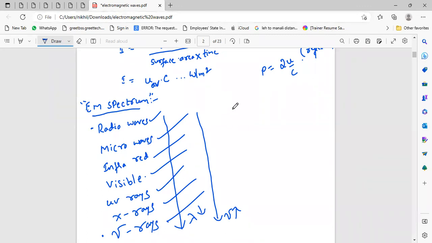Got it? So these are the concepts in the case of electromagnetic spectrum. If you have any doubt related to this, you can ask, or we can take up the questions based on these electromagnetic waves. It's a very small chapter, students. But you can expect one question.